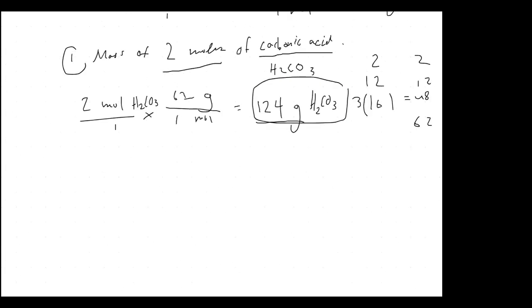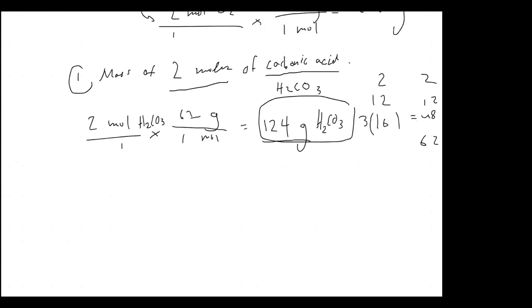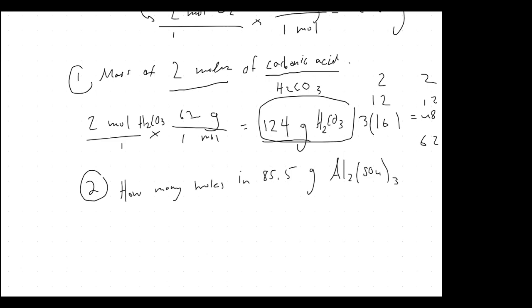So we need to know how to revert back to moles. These types of problems are where you're given, how many moles are in 85.5 grams of, let's say, aluminum sulfate. This time I'll give the formula to you, aluminum sulfate, just like this. You can pause the video to do the problem yourself, but here is the solution.